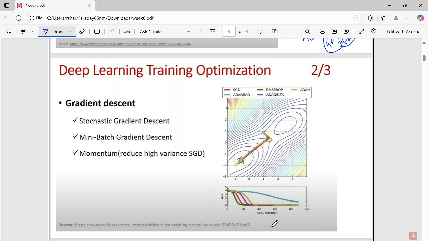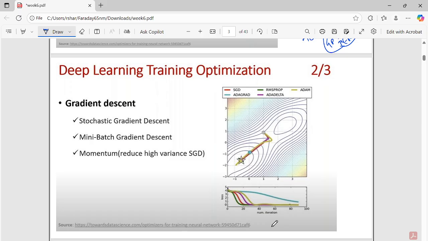And the pros are stable convergence and it is deterministic, but it is very slow for larger datasets and requires larger memory. So we can use batch gradient descent when the dataset is small and can fit into the memory.